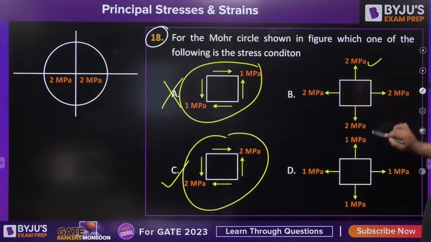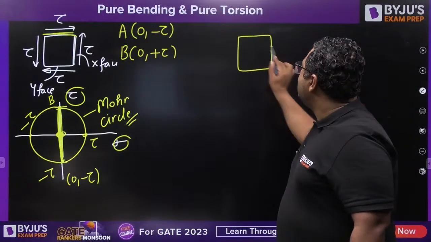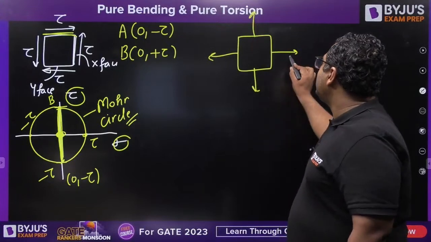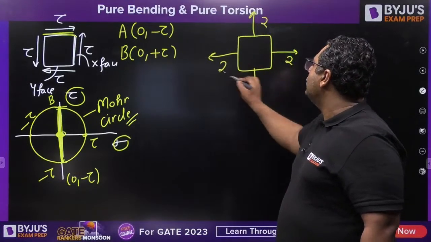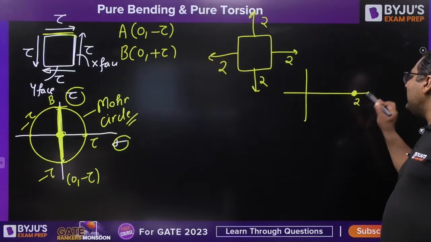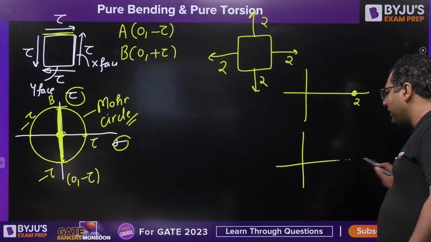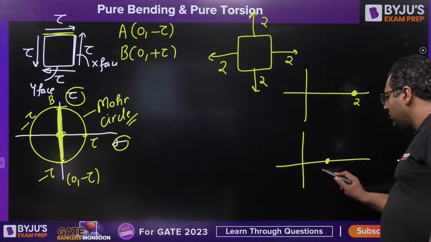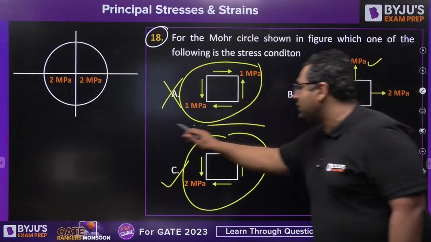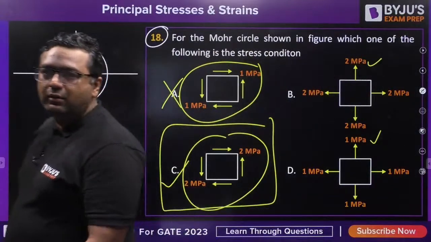Then what about this and this? You already know this is a state of stress similar to thin sphere. For such case, when this is 2, 2, 2 and 2, Mohr circle is going to be a point at 2. Similarly, if this value is 1, Mohr circle will be a point at 1. So I have drawn Mohr circle for all the states. Your answer is going to be C. Everybody clear?